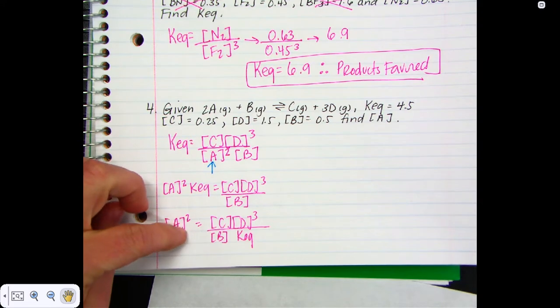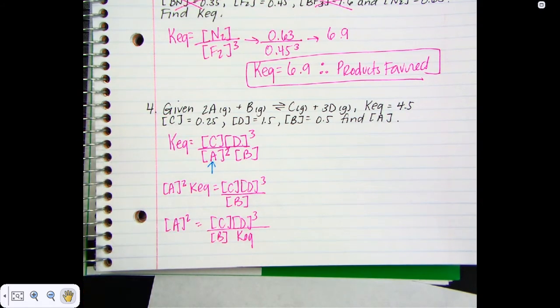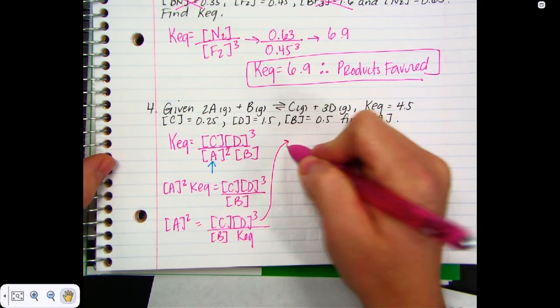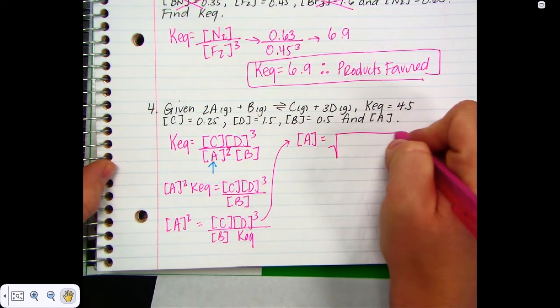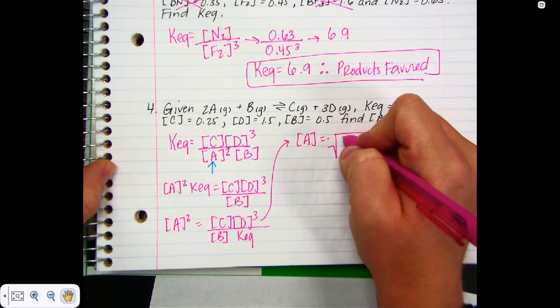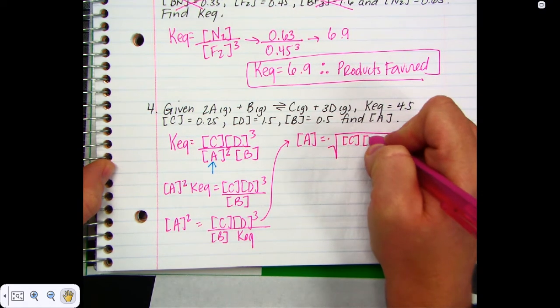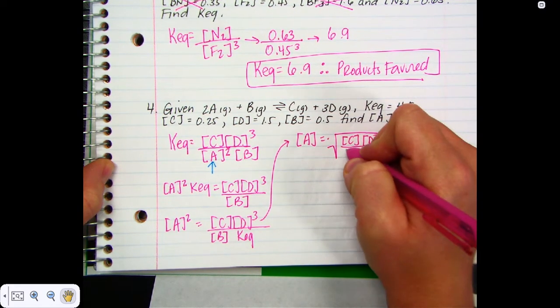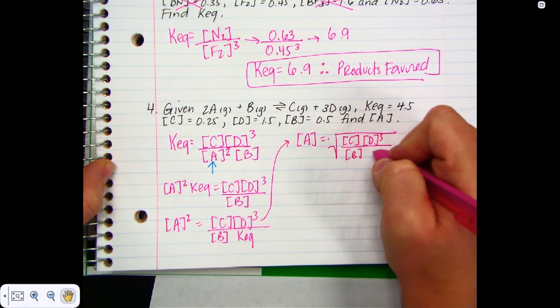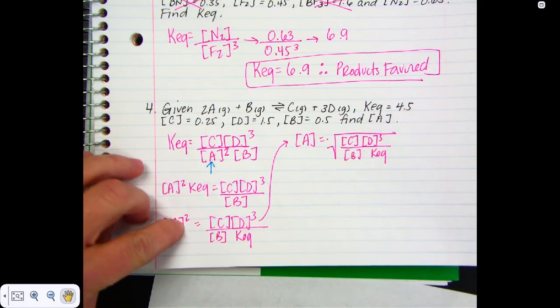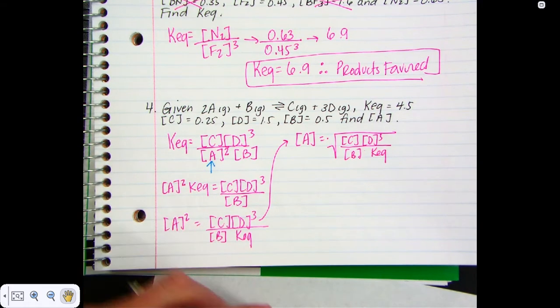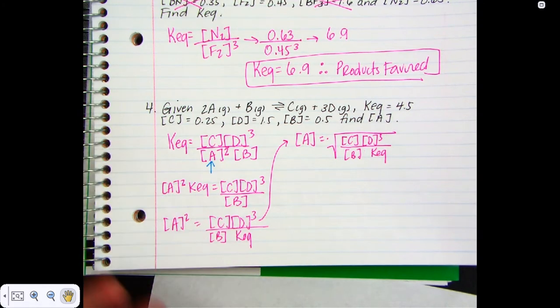So to get rid of the square, I'm going to take the square root of both sides. And that's going to give me A equal to the square root of C times D cubed over B and KEQ. And now I'm ready to plug in, okay? Just kind of a side note, had this been cubed, it would be cube root. Had it been 4, it would have been fourth root. You know, whatever root it is, knock yourself out.